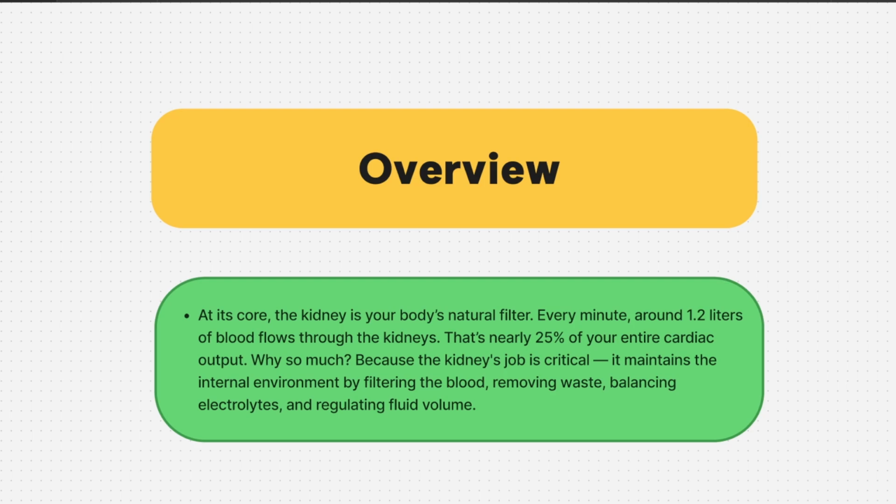It maintains the internal environment by filtering the blood, so that removes wastes and balances electrolytes and also regulates fluid volume. All of these high level processes are crucial for survival, and that's why renal failure can be fatal in a very short time.